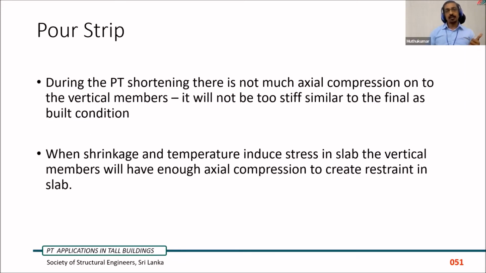While PT shortening is happening, the column will not get adequate axial force as expected in the as-built condition. If it is a 50-story building, when we are at the first or second story, the vertical members will not achieve that much axial compression while we are constructing that particular floor level. When temperature and shrinkage come into action, the axial force in the column will create enough restraint and will not allow the slab to move freely.